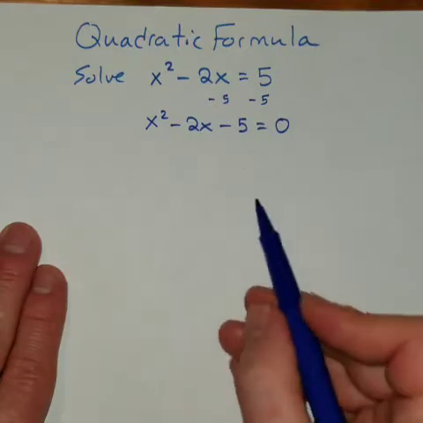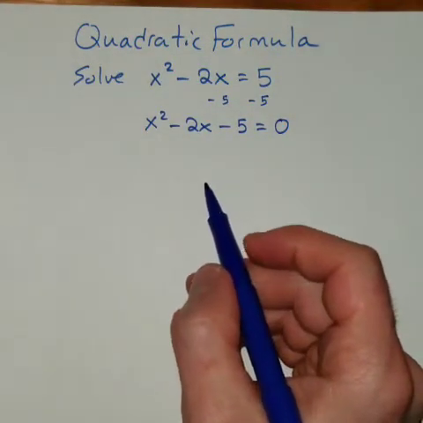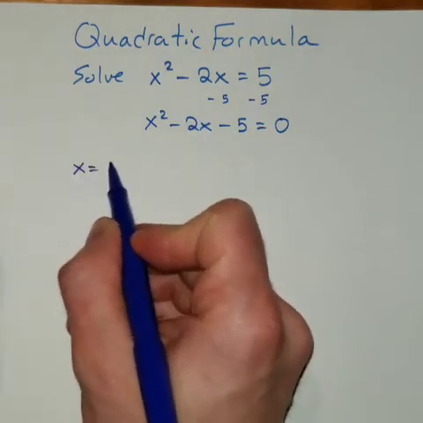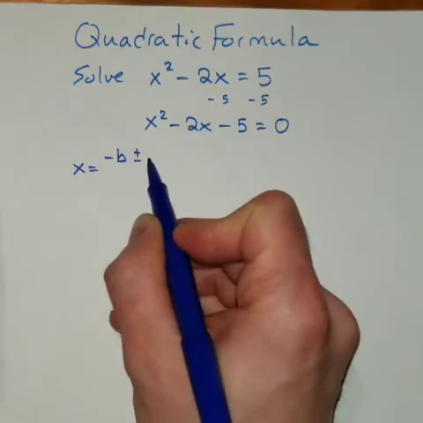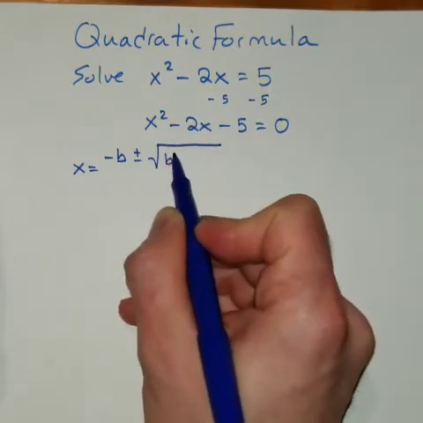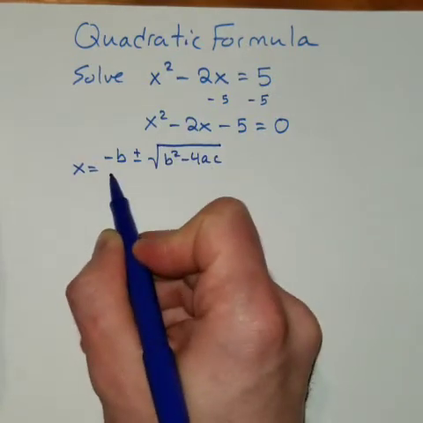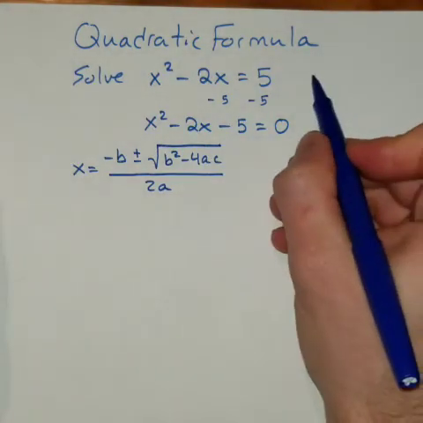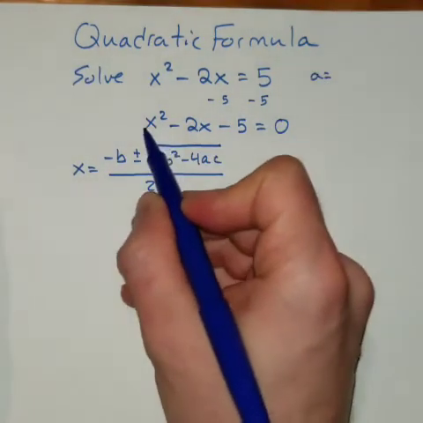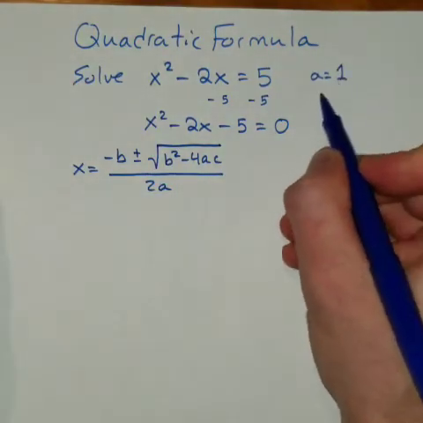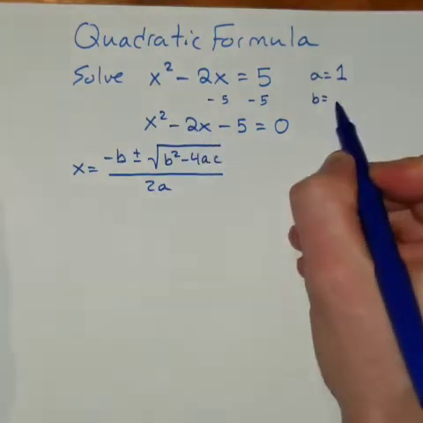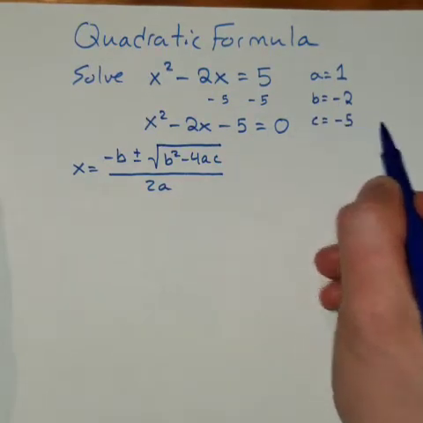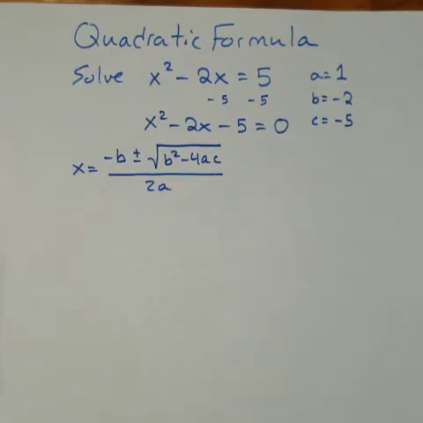Right? So now I'm going to go through and use the quadratic formula. Remember, I'm going to write the quadratic formula down every time. So it's x equals negative b plus or minus the square root of b squared minus 4ac all over 2a. And again, remember what the a, b, c are. I'll put those over to the side here. A is going to be 1 because it's the coefficient of the x squared. B is going to be a negative 2 because it's the coefficient of the x. And c is the constant, which in this case is negative 5. So those are our three numbers that we're going to plug in.